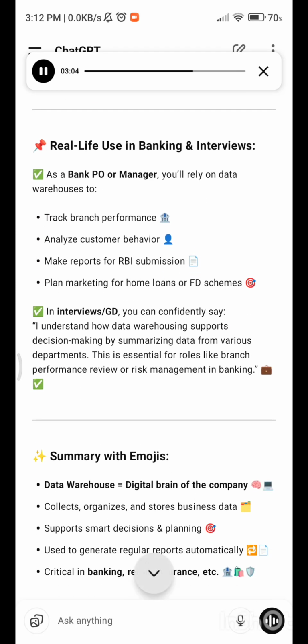Real-life use in banking and interviews. As a bank PO or manager, you'll rely on data warehouses to track branch performance, analyze customer behavior, make reports for RBI submission, plan marketing for home loans or FD schemes. In interviews, GD, you can confidently say, I understand how data warehousing supports decision-making by summarizing data from various departments. This is essential for roles like branch performance review or risk management in banking.